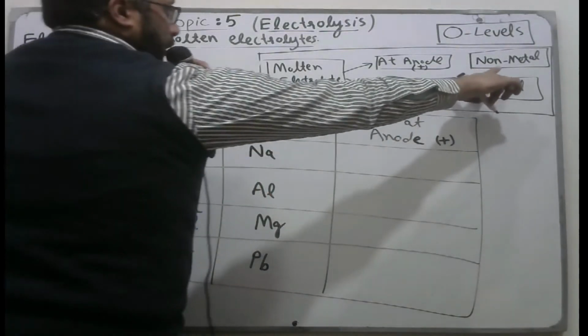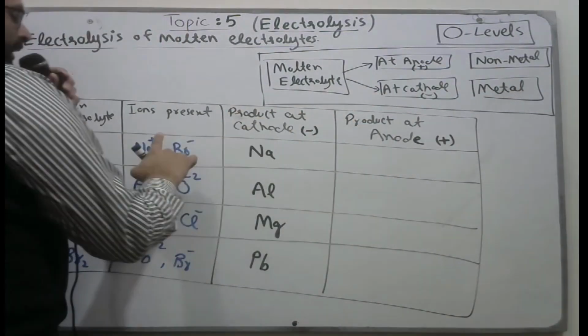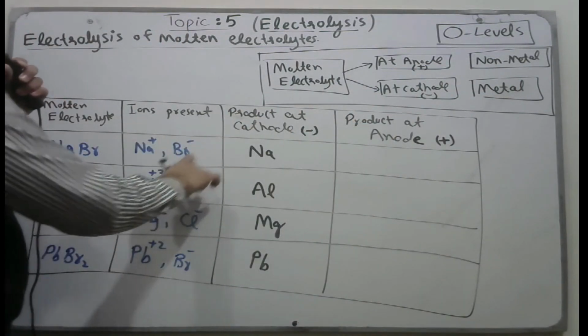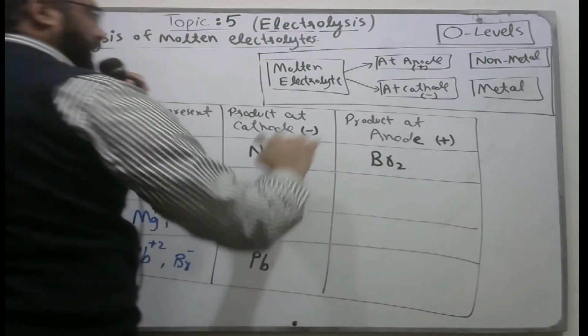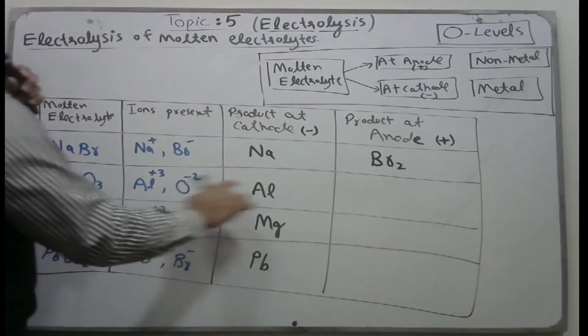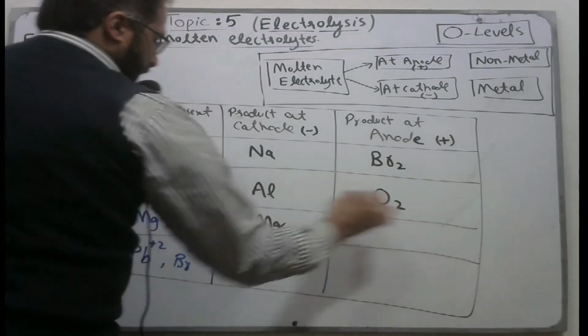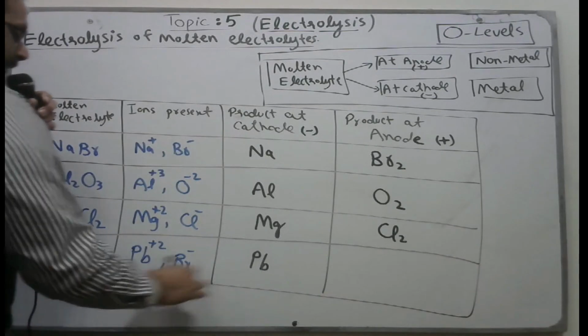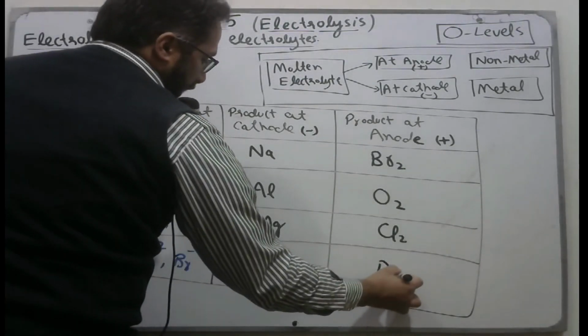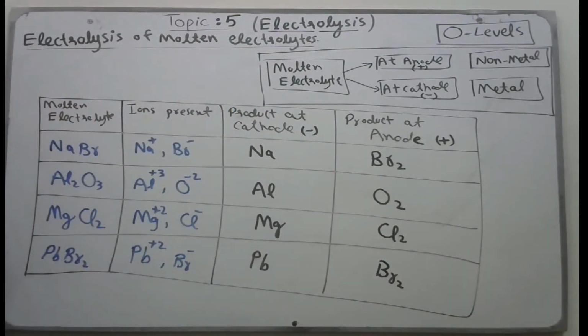And at anode, your product is non-metal. So all the negative ions move to anode and form the product, that is non-metal bromine. Oxide ion forms oxygen. Chloride ion forms chlorine as a final product. Bromide ion forms bromine as the final product. So this is the question that can be demanded for your Cambridge paper.